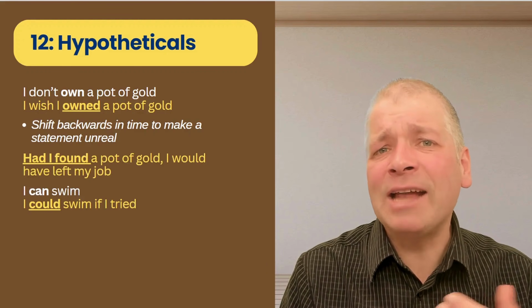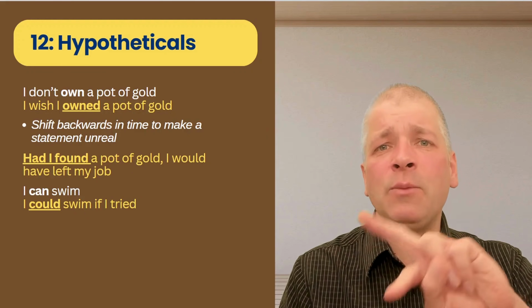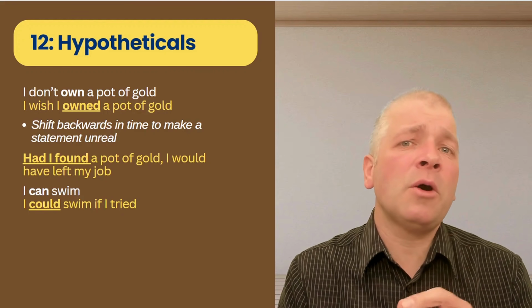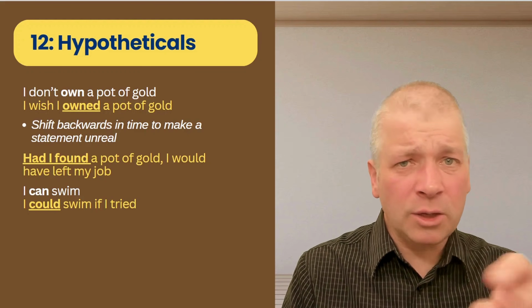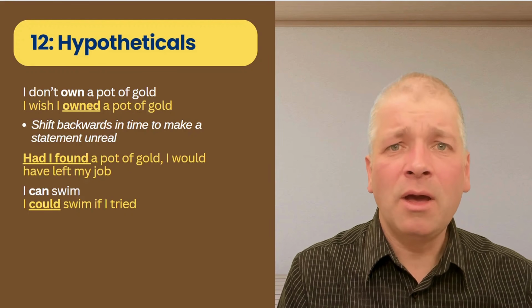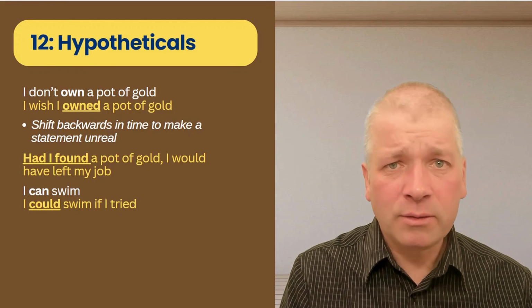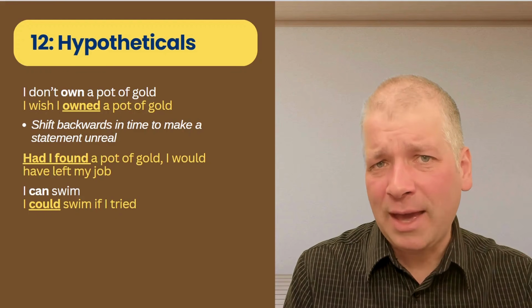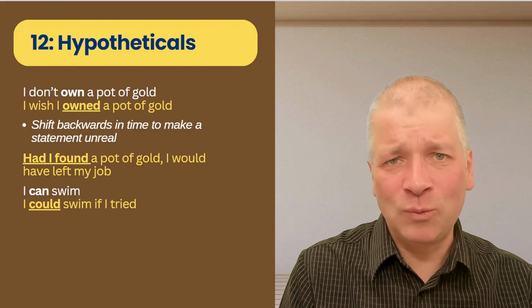For example, had I found a pot of gold, I would have left my job. So here we change the word order so that the auxiliary verb goes first. We can use other verbs too by shifting them back into the past. I can swim. I could swim if I tried. So here "could" is the past of "can", and that indicates that it's not a real situation we're talking about.